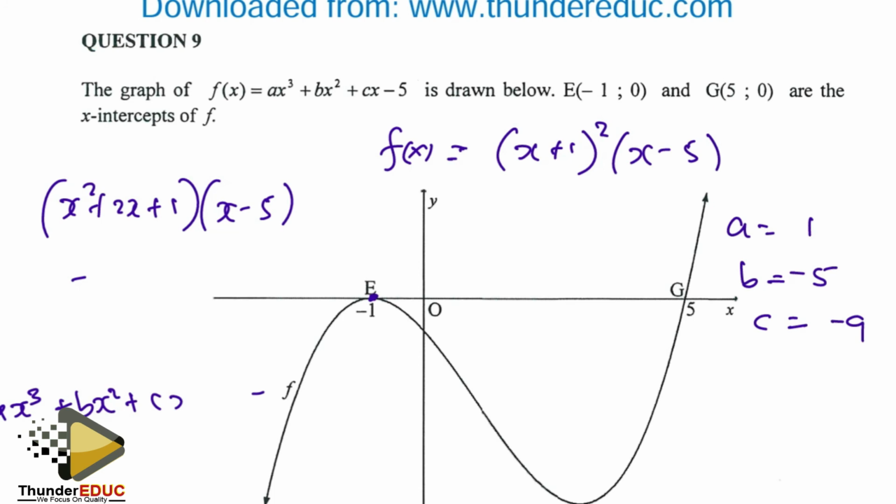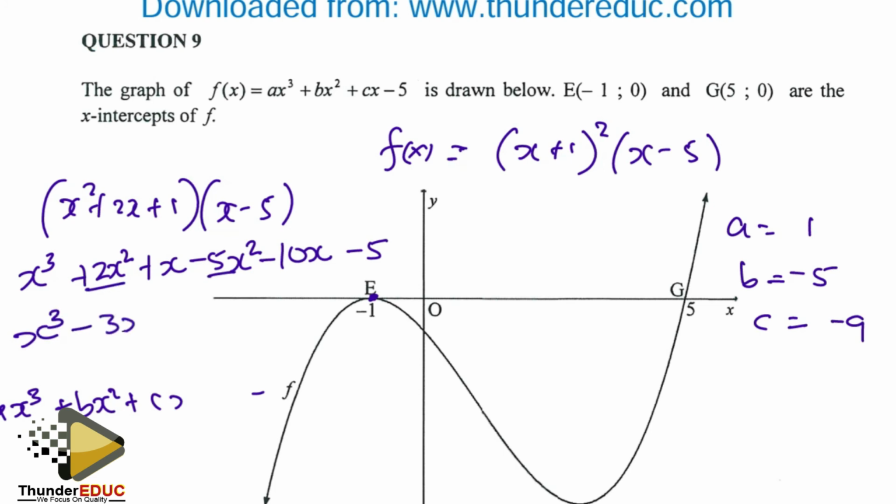So we're saying x, and that is x cubed, this and this, plus 2x squared, this and this is plus x. Okay, then 5, and that is minus 5x squared, minus 10x minus 5. Okay, so it's x cubed. So this and this is minus 3x squared minus 9x, then minus 5.